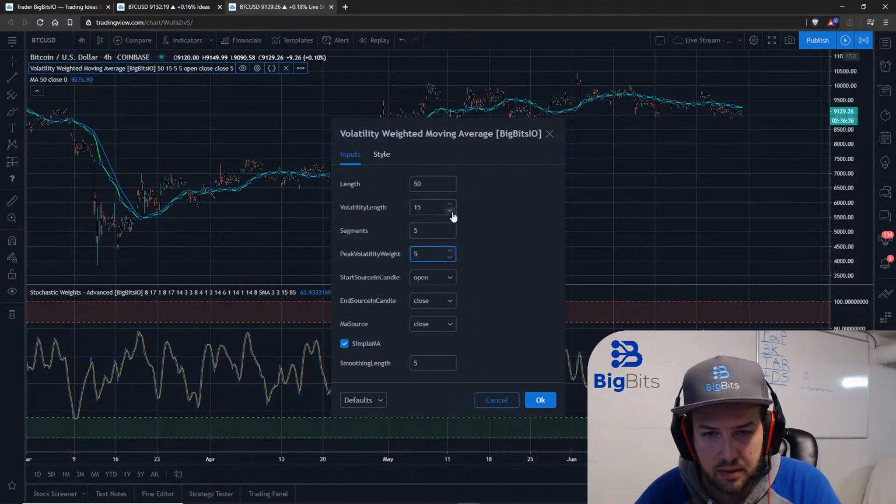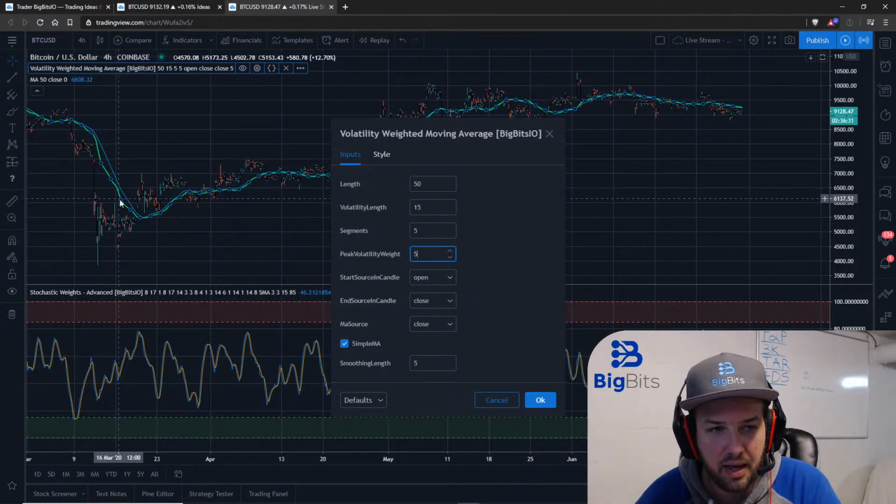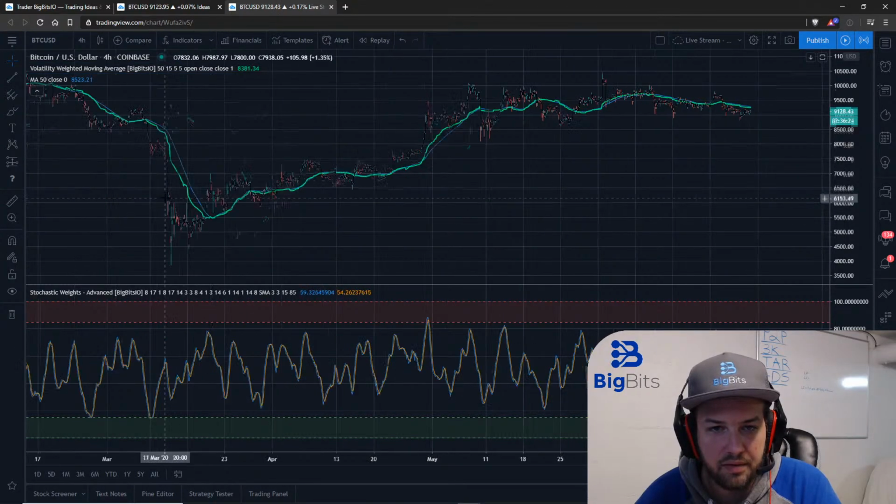And let's see, we've already talked about this, and this is the smoothing length. This is to kind of make the line a little bit smoother. So if you were to plot the actual volume weighted moving average, you would have something like this.